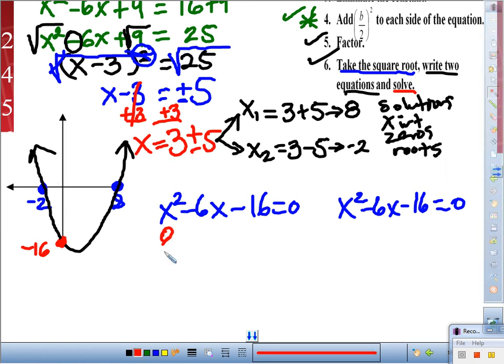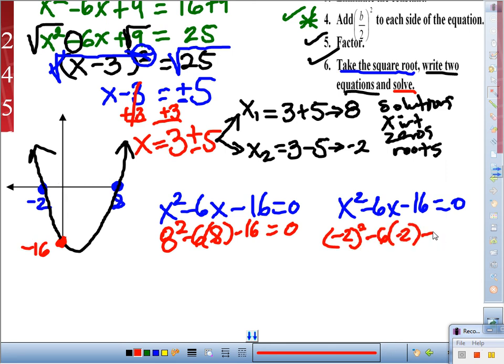So 8 squared minus 6 times 8 minus 16 equals 0. And then -2 in parentheses squared, -6 times -2 minus 16 equals 0. And by the way, this is our check. 8 squared is 64. -6 times 8, that's -48 minus 16 equals 0.